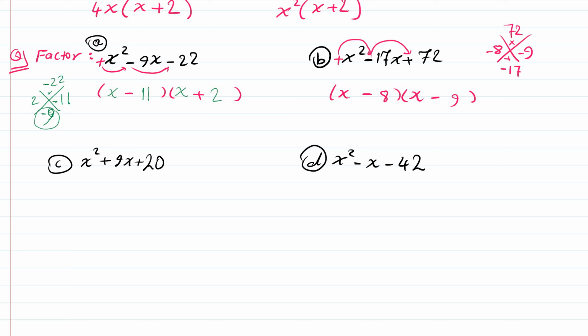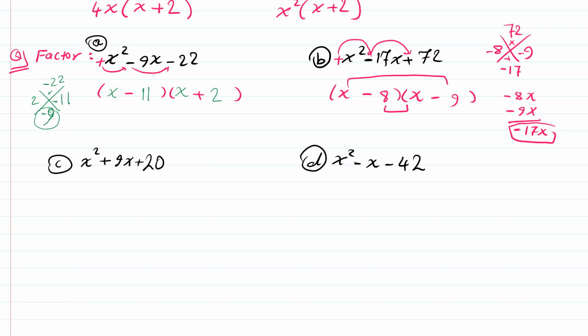How do we know our answer is correct? Multiply the inners together and the outers together, then combine. Negative 8 times x equals negative 8x. Negative 9 times x equals negative 9x. Add them, equal negative 17x. This is the middle value and our answer is correct.